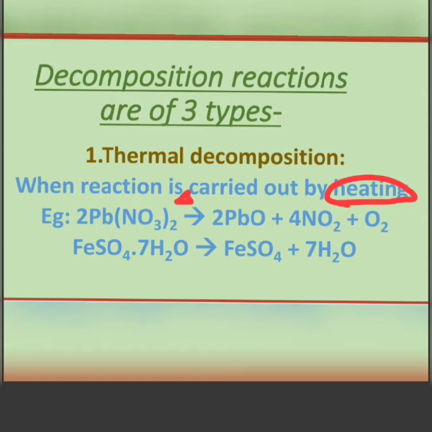So here you can see that a single reactant, a single substance, breaks on heating into two or more products. Is that clear? So this is a decomposition reaction. Moreover, it is a thermal decomposition reaction, if we talk specifically, because this reaction is carried out by heating. Another example is ferrous sulfate, FeSO4.7H2O. This is the formula of ferrous sulfate. It is also known as green vitriol. On heating, it is decomposed into FeSO4 and water molecules. Water of crystallization gets separated out. Is that clear? So these two are examples of thermal decomposition reaction.